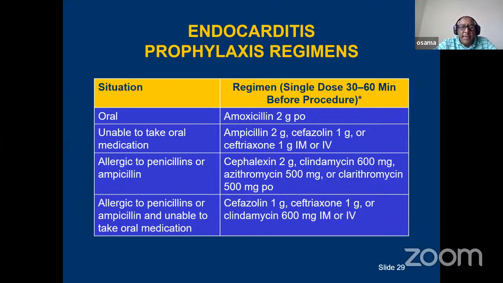Endocarditis prophylaxis regimen. The regimen is a single dose 30 to 60 minutes before procedures. Oral amoxicillin 2 gram. If unable to take oral medication, ampicillin 2 gram or cefazolin 1 gram or ceftriaxone 1 gram IM or IV. If allergic to penicillin or ampicillin, cephalexin 2 grams, clindamycin 600 milligram, azithromycin 500 milligram or clarithromycin 500 milligram per oral. If allergic to penicillin or ampicillin and unable to take oral medication, we give cefazolin 1 gram or ceftriaxone 1 gram or clindamycin 600 milligram IV or IM.